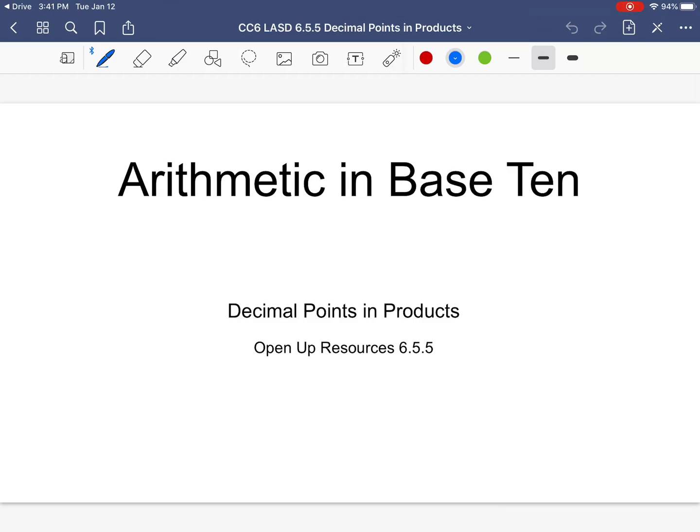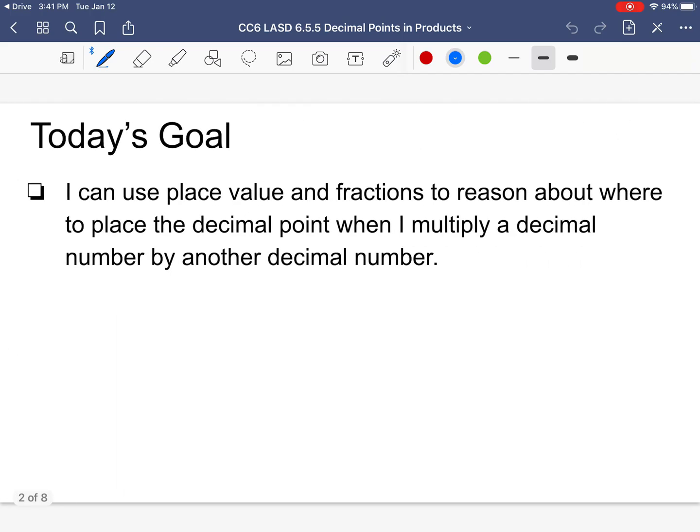Welcome to today's lesson, which is about decimal points in products. The goal of today's lesson is that you can use place value and fractions to reason about where to place the decimal point when you multiply a decimal number by another decimal number.